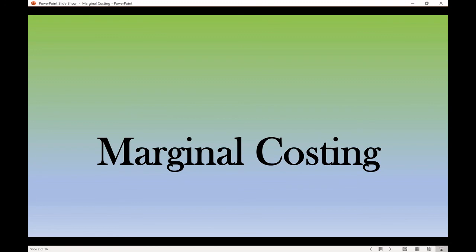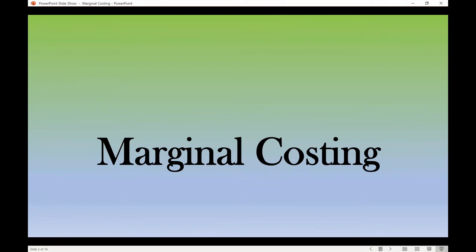The second element of marginal costing is that it calculates what we call contribution. And contribution is calculated, the formula for that is sales revenue minus total variable costs, right? So this is the reason why we separate all our costs into total fixed and variable costs.